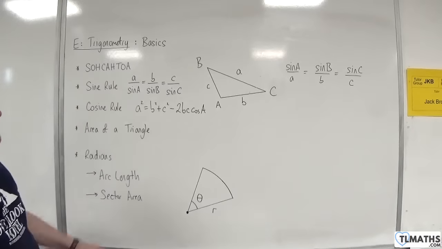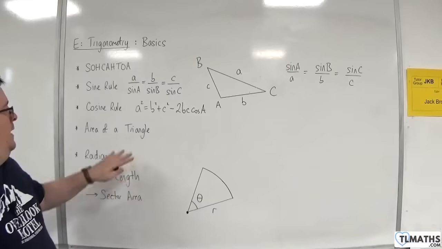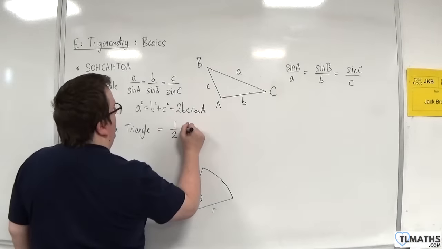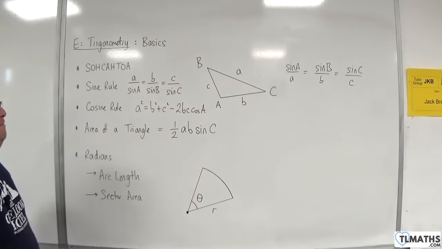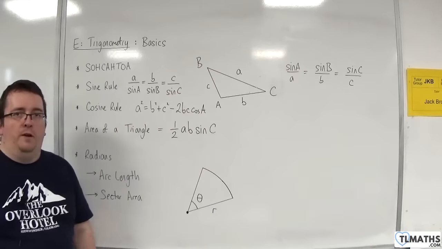Okay, so cosine rule, sine rule, area of a triangle is equal to 1 half ab sine C. Okay, now none of those formulae are given to you in the formula booklet. You need to know them.